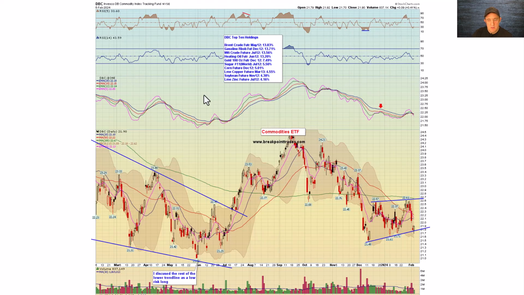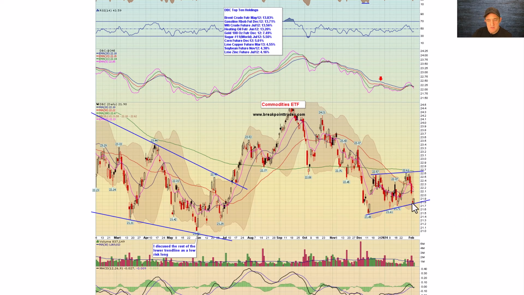Next, moving on to commodities, chart number 44, DBC. Bounced a little bit near this trend line. Again, this is heavily influenced by crude oil. You can see the holdings right here.